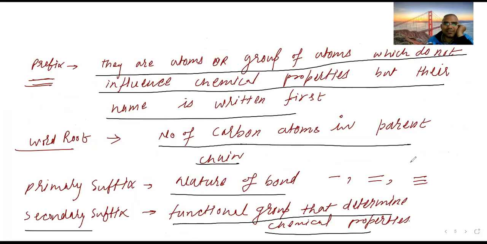If you don't mind, if you can write this one, it will be helpful to you. Prefix: meaning of prefix, they are atoms or group of atoms which do not influence chemical properties, but their names are written first. I wrote in very running handwriting. I don't know if you are able to read it or not. If you are not able to read it, I will read. You let me know. Example. Sure, it's okay. I can read it. Okay, thank you.